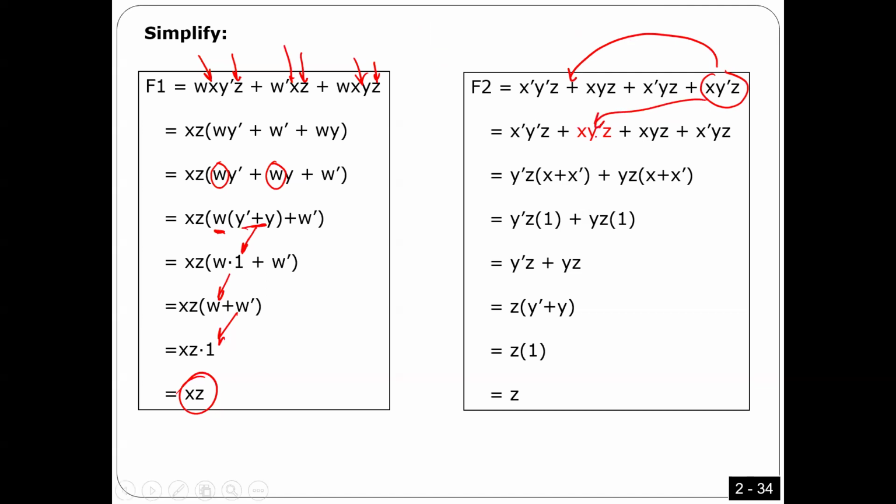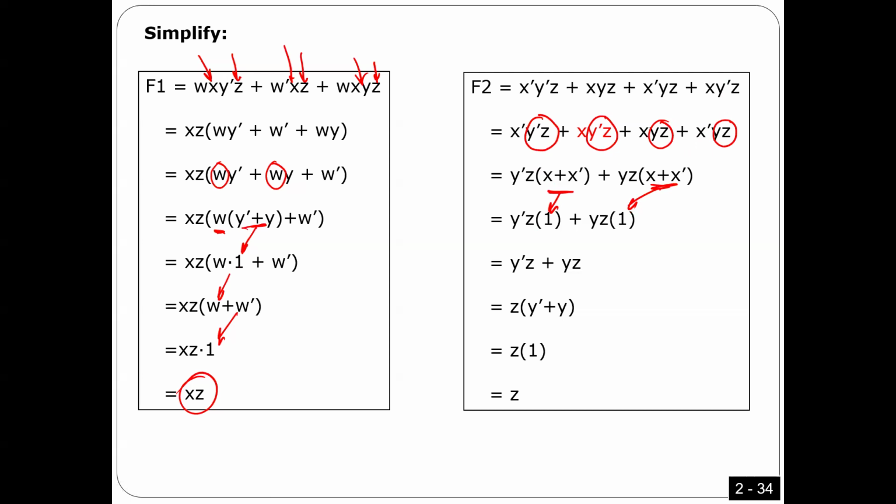But why did I take this one and move it here? As you see here, I moved it simply because I noticed there is a common factor between these two. So y prime z is a common factor, and I can take it out. Also here I noticed we have yz here and yz here, so I can take it as a common factor. X or x prime is 1.